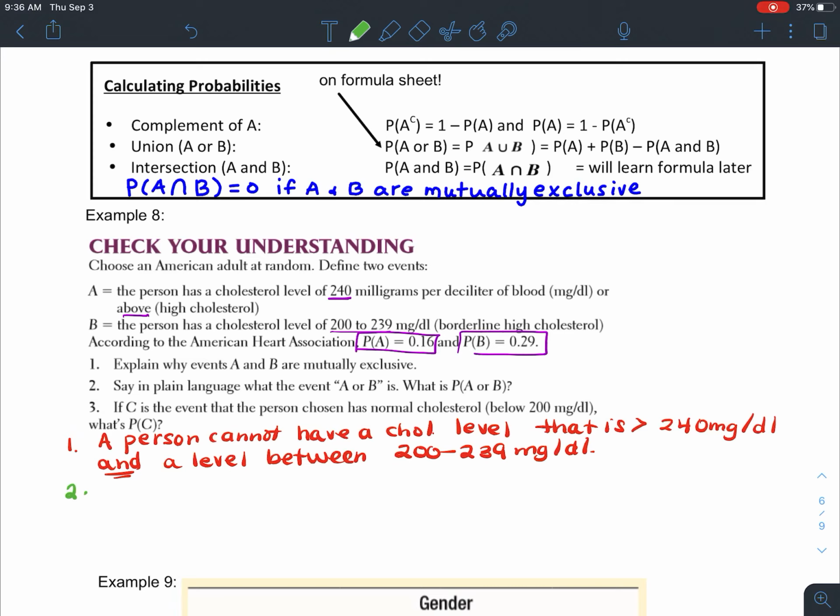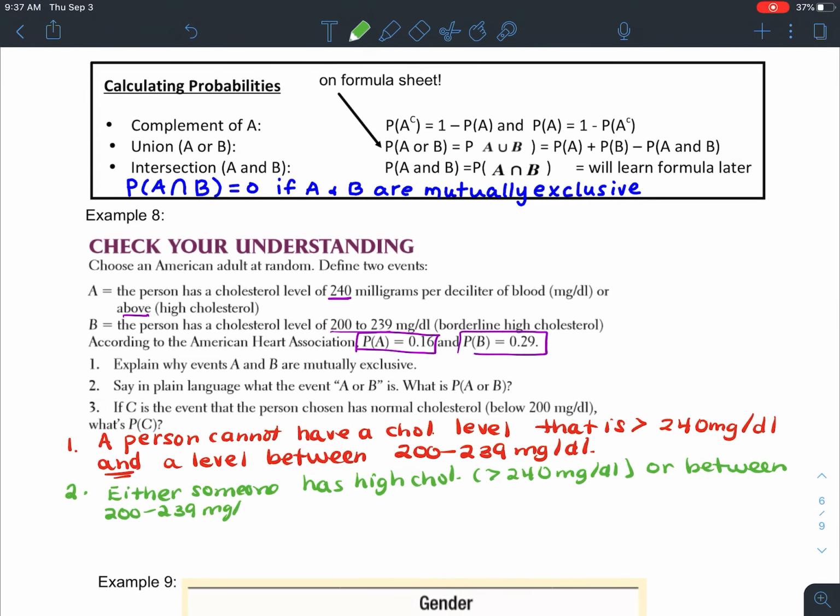Okay, problem number 2 says, first of all, say in plain language what the event A or B is, and then we're supposed to find the probability of event A or B occurring. So what it means, event A or B, it means either someone has high cholesterol, which is greater than 240 milligrams per deciliter, or it's between 200 and 239 milligrams per deciliter, which is considered borderline high.